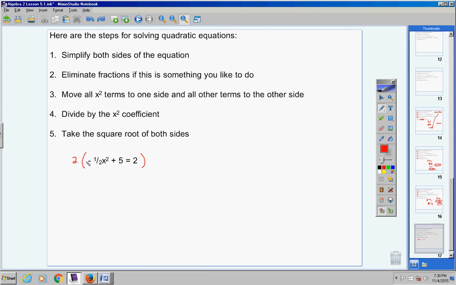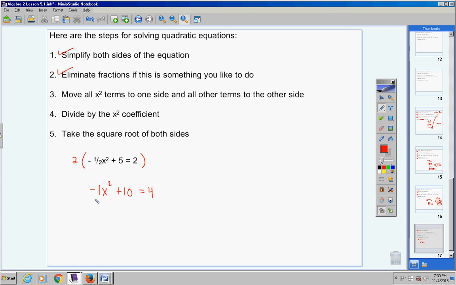So, 2 times -1/2 is just simply -1. 2 times 5 is positive 10. And 2 times 2 is 4. Now, if some of you just put a negative x squared, instead of putting the 1 there, that is totally fine. Nothing wrong with that at all. Okay, so step 1 was done. Step 2 is done. Step 3, move all x squared terms to one side, and all other terms to the other side, okay?